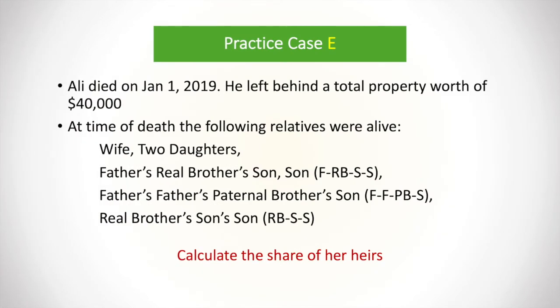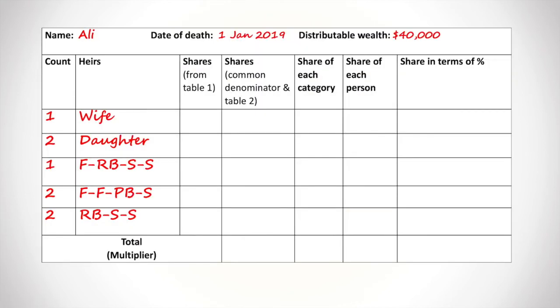In this case, Ali died on January 1st, 2019. He left behind a property worth $40,000. At the time of his death, the following relatives were alive. So this is a case in which we will use table 3. It's wife, 2 daughters, father's real brother's son, father's paternal brother's son, real brother's son. Let's calculate their shares. We put this information in our template, and then we go to table 1.